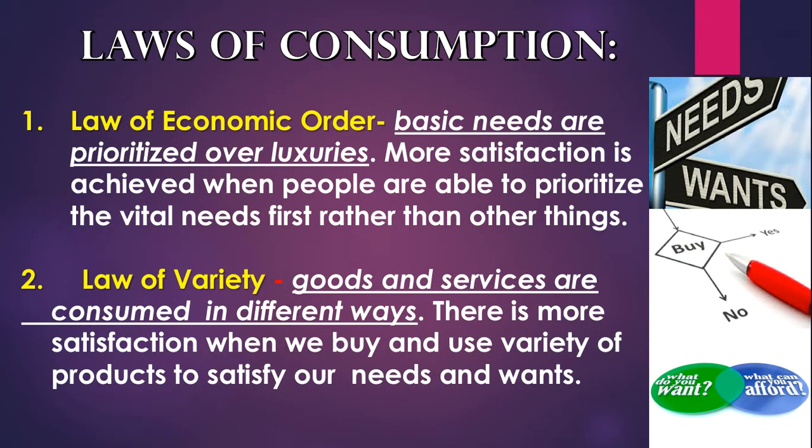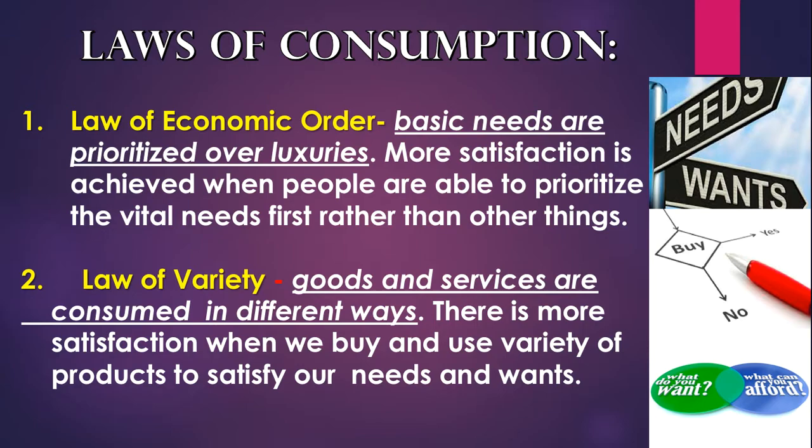Types of consumption are normally linked to different laws of consumption. And these laws are based on studies, economic studies, theories that have been proven correct several times. The first law that I'd like to emphasize here would be the law of economic order, wherein in this case, basic needs are normally prioritized by people over their luxuries. So, the basic behavior of people is that when they have money, the first thing that they will prioritize would be the basic needs that they have before buying their wants.